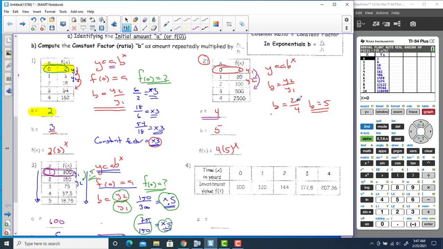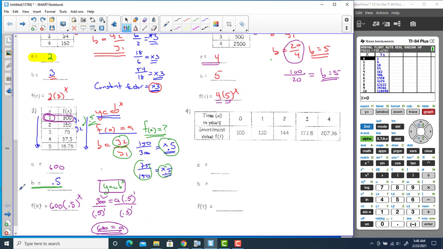If we divide any amount in the table by its previous amount, in this instance, I divided 20 by 4, and I found out that it's 5 times larger. And that would be true throughout the rest of the table. If I divided 100 by its previous measured amount, 20, that would also be 5 as well. So the constant factor in this relationship is 5, and therefore we believe that this relationship is a result of 4 being repeatedly quintupled, multiplied by 5 over and over again, x number of times.